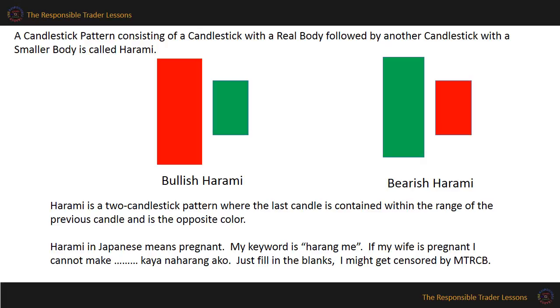Harami in Japanese means pregnant. So my keyword is harangi. If my wife is pregnant, I cannot make blank blank blank. Naharang ako. Just fill in the blanks. I might get censored by the MTRCB.